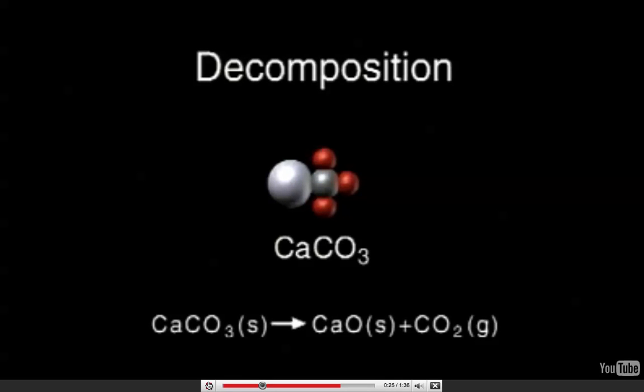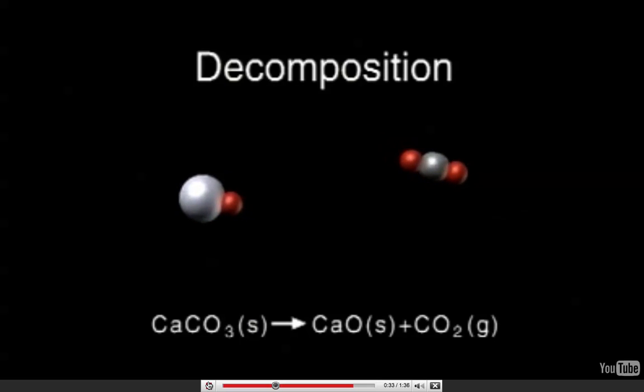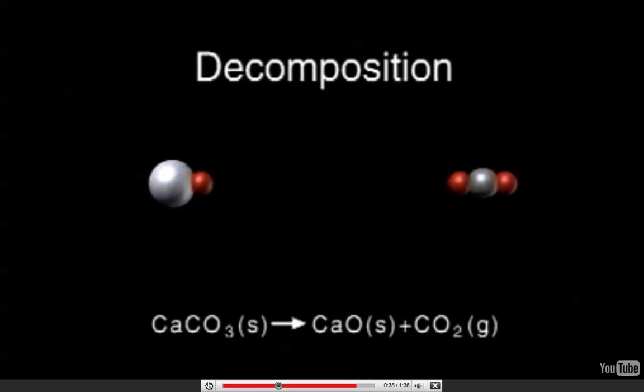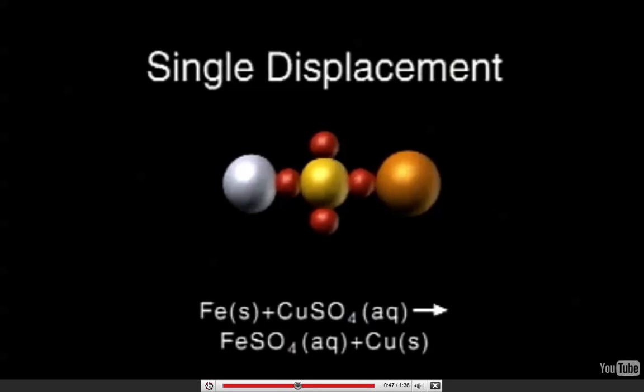In a decomposition reaction, a compound breaks down into 2 or more simpler substances. So notice the atoms are just being rearranged. You still start with the same amount, they just get moved differently to different products. A single displacement reaction is when one element takes the place of another in a compound. Bink!